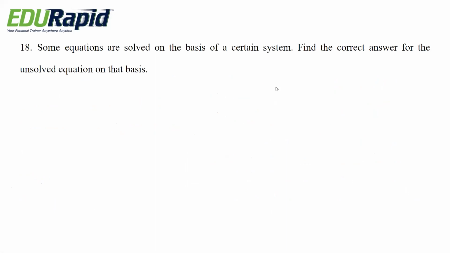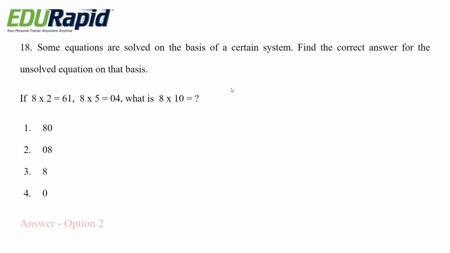Next question. Some equations are solved on the basis of a certain system. Find the correct answer for the unsolved equation on that basis. If 8 into 2 equals 61, also 8 into 5 equals 04, then what is 8 into 10 equals? Options are 80, 08, 8, 0.